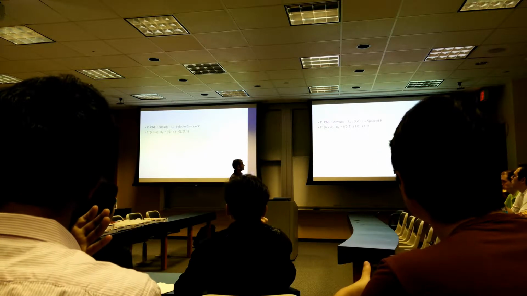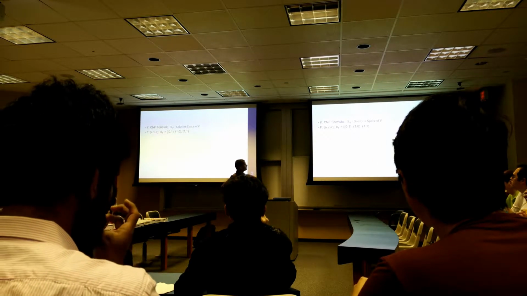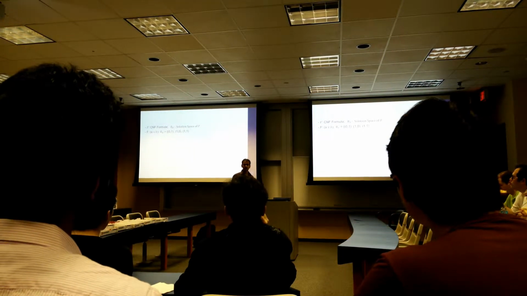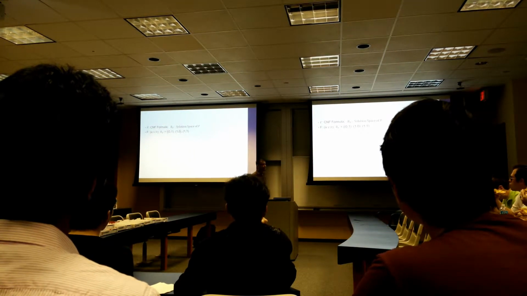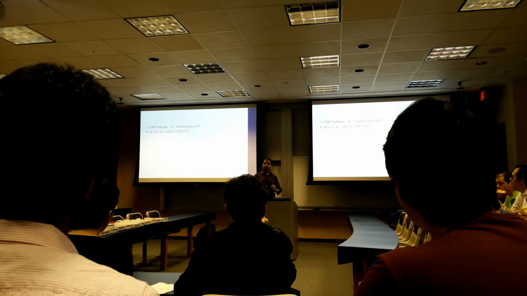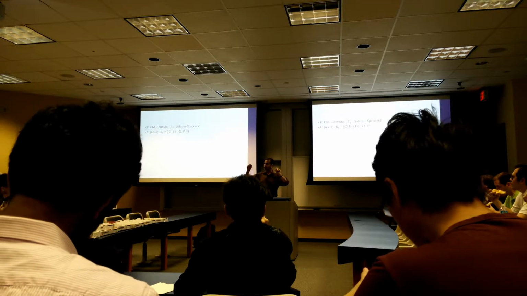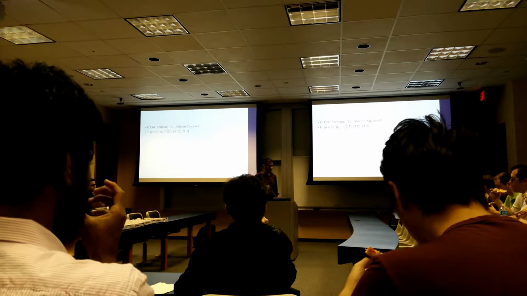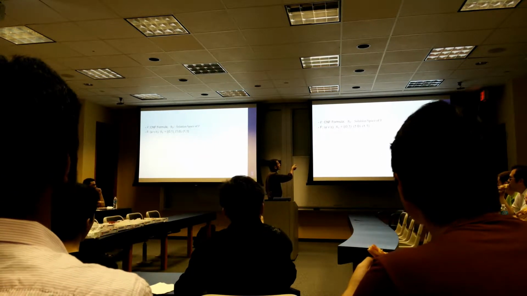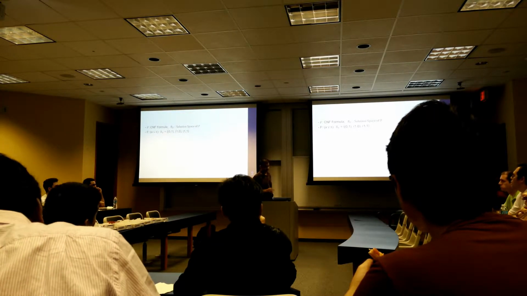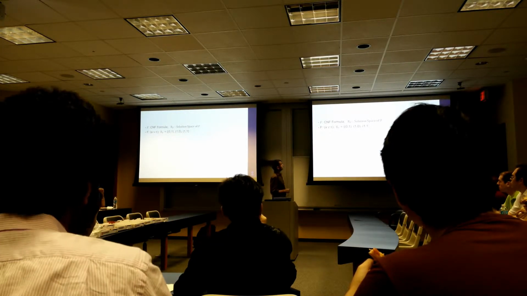So let me start with the basic definitions of the problem. In this talk, I'll be concentrating on Boolean formulas that are represented in CNF form. CNF is conjunctive normal form. There are clauses. They are joined by an AND, and inside every clause, the variables are joined by OR. So very simple high school algebra.